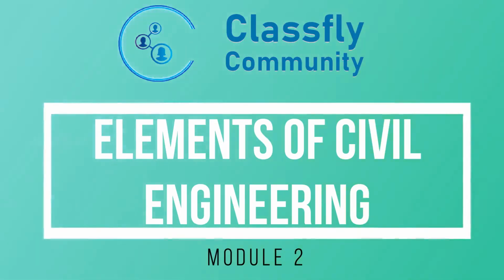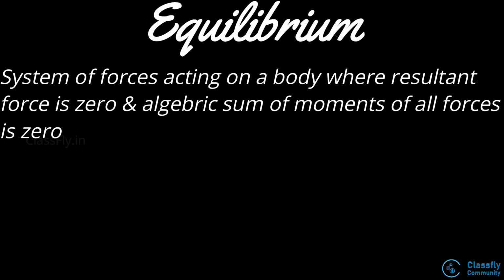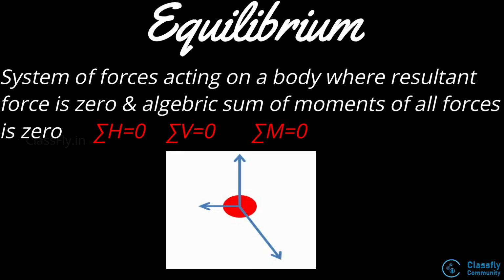Hi guys, today let us do the revision of the second module. Well, here we studied about the concept of equilibrium of concurrent and non-concurrent forces. Well, equilibrium is nothing but a system of forces acting on a body in which the resultant of all the forces is 0 and the algebraic sum of the moments of all the forces is also 0. Hence, we get summation H is equal to 0, summation V is equal to 0 and summation M is equal to 0.